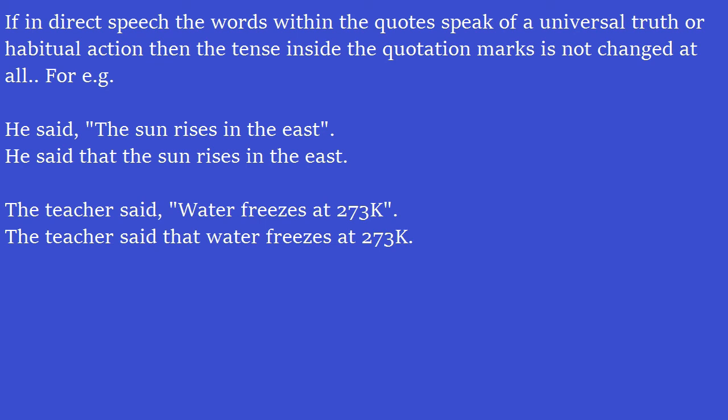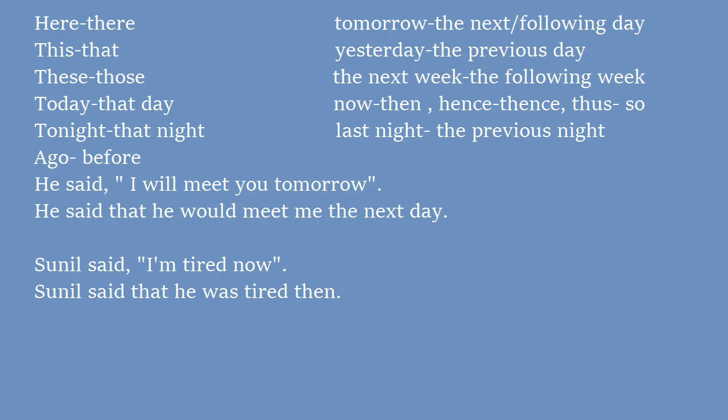Now I'm going to present before you a conversion list, like what is converted into what in the indirect speech. Here is converted to there, this, that, these is converted to those, today is converted to that day, tonight is converted to that night, ago, before, tomorrow, the next or the following day, yesterday, the previous day, the next week, the following week, now, then, hence, thence, thus, so, last night, the previous night. Let's look at an example. Just kind of note this down on a piece of paper.